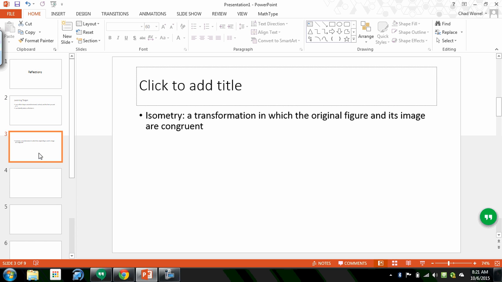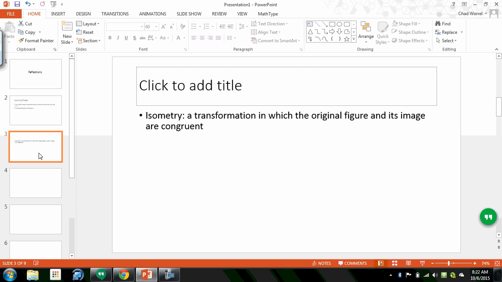Now there is a new vocab term. The new vocab term is called an isometry. An isometry is a transformation in which the original figure and its image are congruent. So basically I'm taking some type of shape, I'm doing a transformation on it, but it is still going to maintain its original figure, its original shape. So the two shapes will be the exact same, it's just been moved in some type of direction.